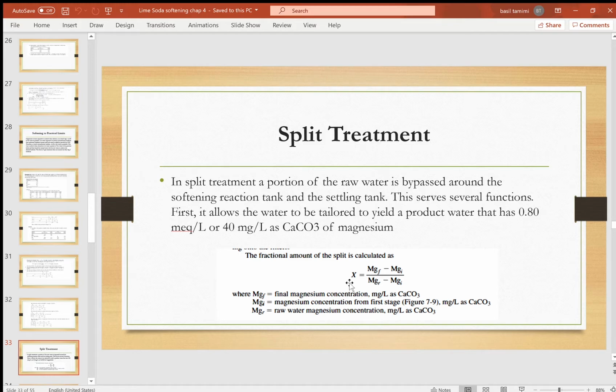Because we know that in split treatment, we will basically be removing the calcium. The magnesium will stay untouched. And that's why we have to keep an eye on fulfilling the requirement of magnesium, which is uncontrolled with the split treatment. That's why we rely on the magnesium concentrations. So the equation here says that X equals (Mg final minus Mg I) over (Mg R minus Mg I). Mg final is the final concentration of magnesium we get after treating one stream and then mixing it with the untreated stream.